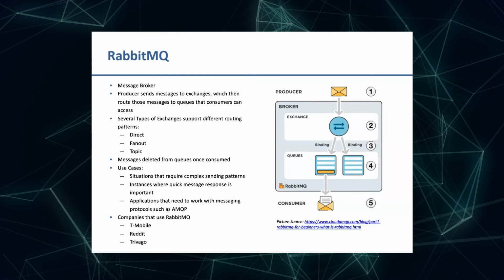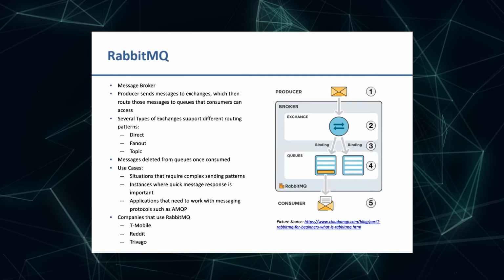This completes the message sending process, and once the consumer has read the message, it's then deleted from the RabbitMQ server, which is a big difference between RabbitMQ and Kafka, where on Kafka, the messages stay in the Kafka server. Some general use cases for RabbitMQ include situations that require complex sending patterns or applications that need to work with certain messaging protocols like AMQP.